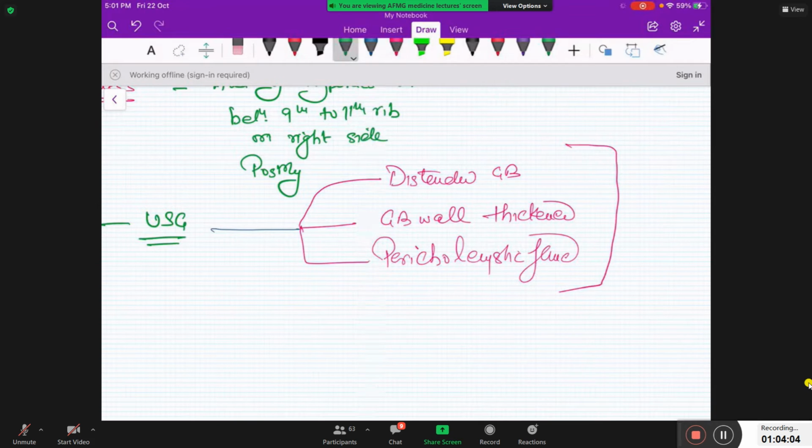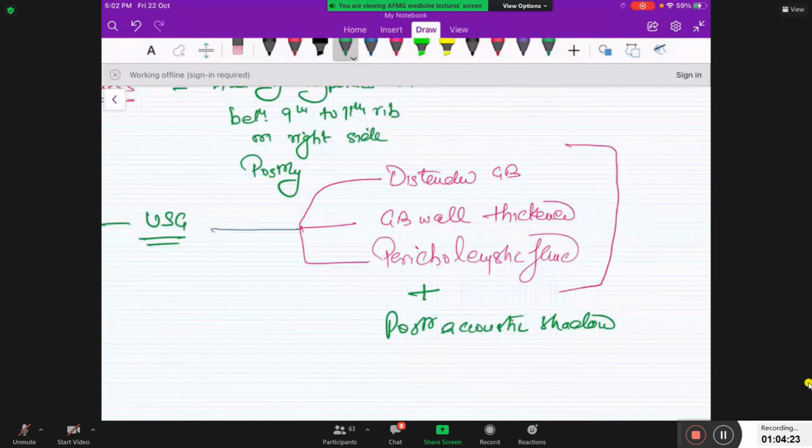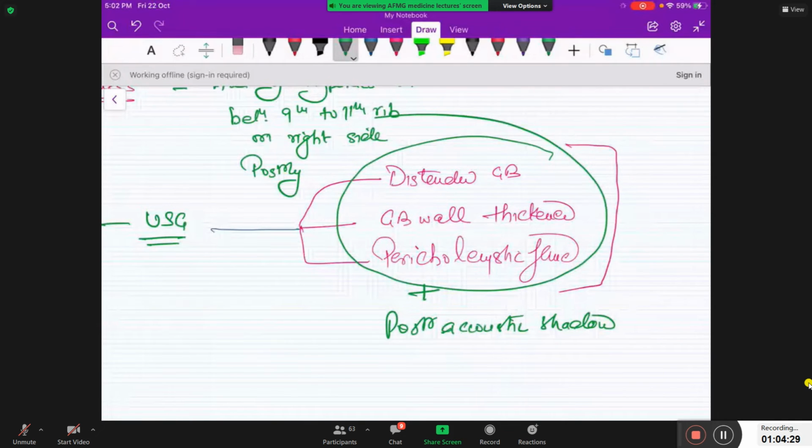Now, if along with this, in your given question, it is mentioned that there are posterior acoustic shadows also, that means it is acute calculous cholecystitis. So that means in acute acalculous cholecystitis, you will just have these three findings. So you should be able to make out on the basis of ultrasound what problem the patient has. Understood?